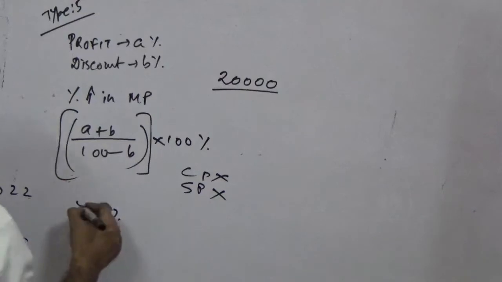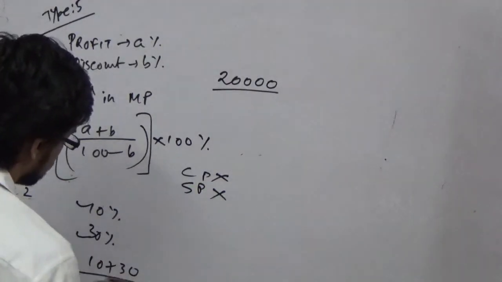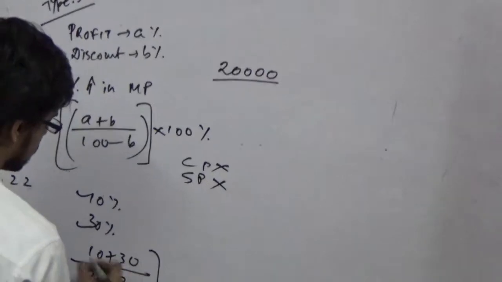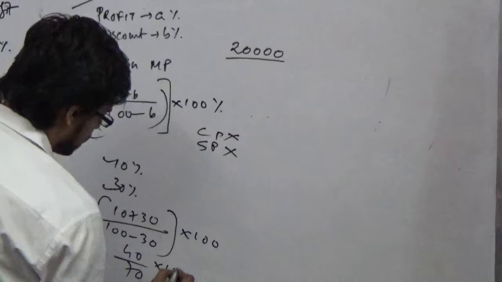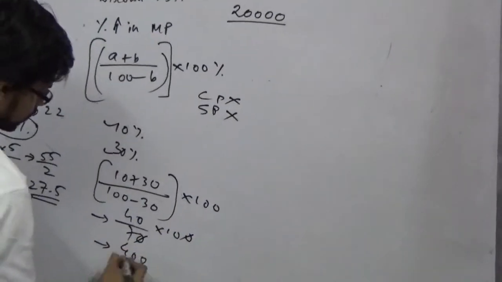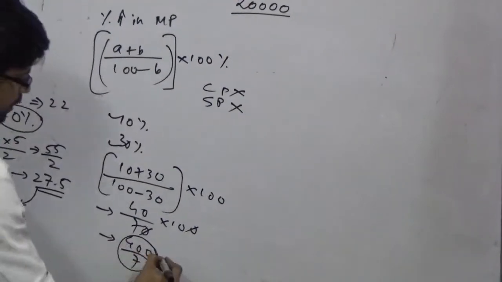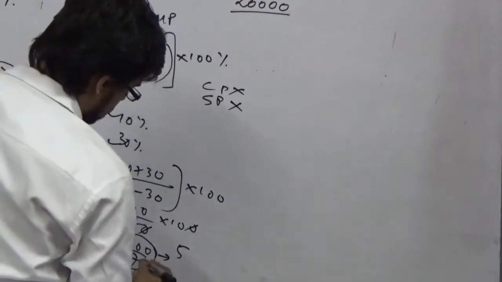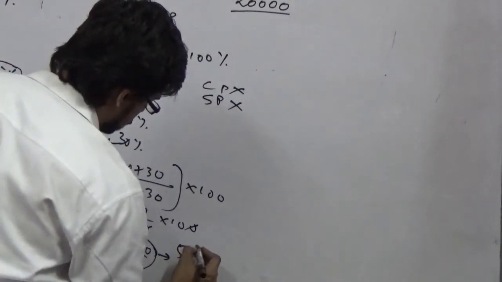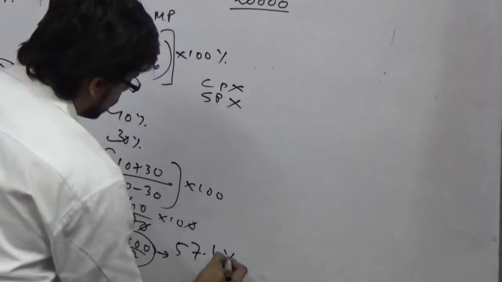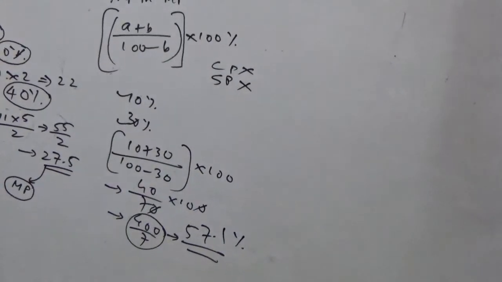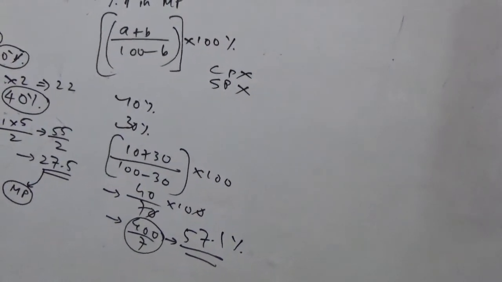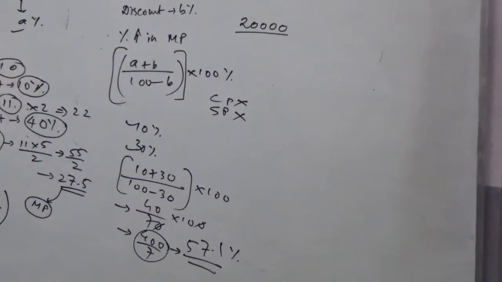Okay. So A plus B, so this is 10 plus 30, and 100 minus B, so 100 minus 30, whole into 100. So in that case 40 by 70 into 100. So this is 400 by 7. So this is the percentage. So 57.1% I have to increase my mark price. Okay. So mark price needs to be increased by 57.1% in order to make a profit of 10% even after giving a discount of 30%. Okay, this is the reality.